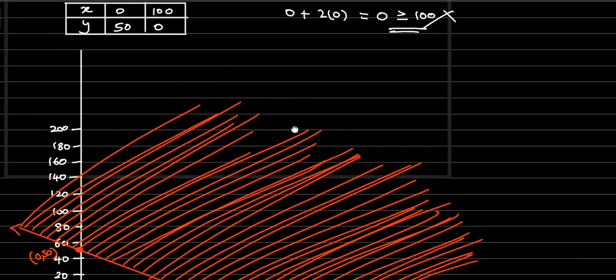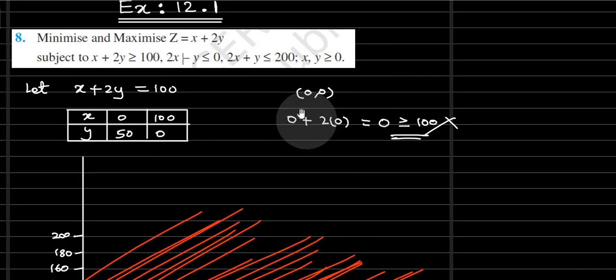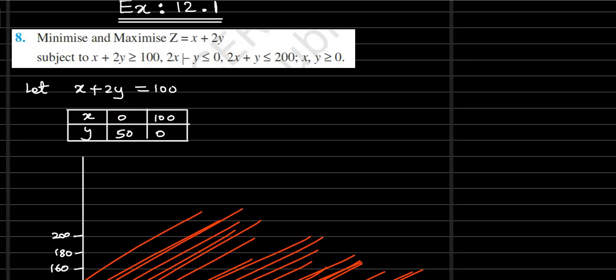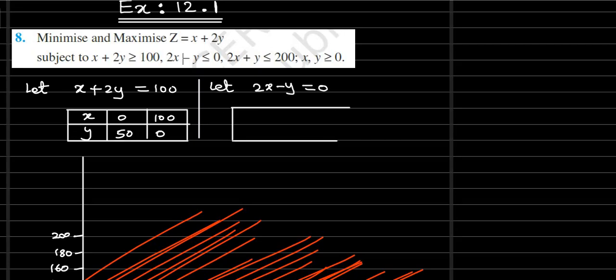Okay, so now what is the second inequality that we have? 2x minus y less than or equal to 0. To identify this particular line, we have to convert the given inequality into a line to identify the solution. Now let 2x minus y equal to 0.